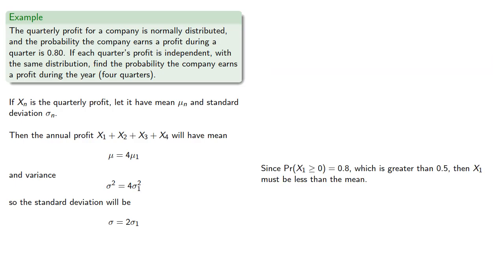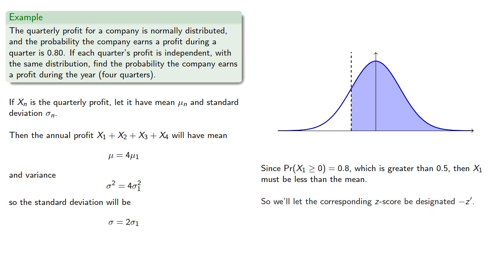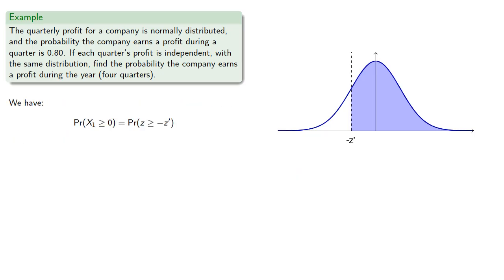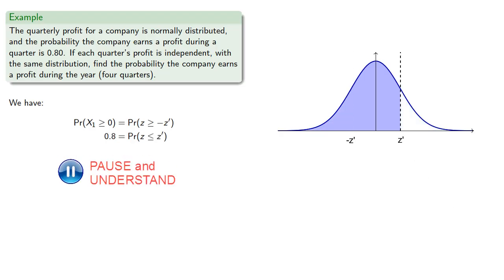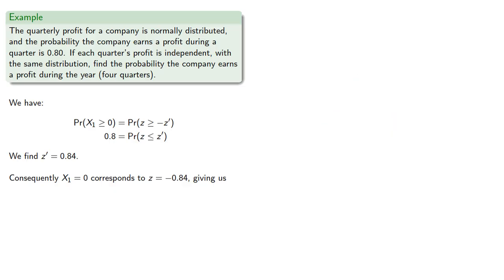Since the probability is 0.8, which is greater than 0.5, then x1 must be less than the mean. So we'll let the corresponding z-score be designated negative z prime, so we don't have to mess around with negatives in our values. And that tells us the probability is z greater than or equal to some negative z prime, which by symmetry is the probability that we're less than or equal to some positive z prime. And so we find that z prime is 0.84. So x1 equals 0 corresponds to z equals negative 0.84. And we can substitute these into our formula for the z-score, and we find a relationship between the mean and standard deviation.